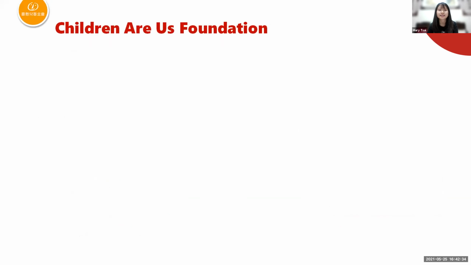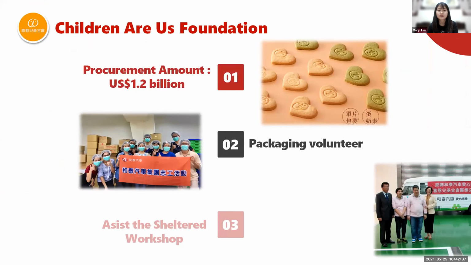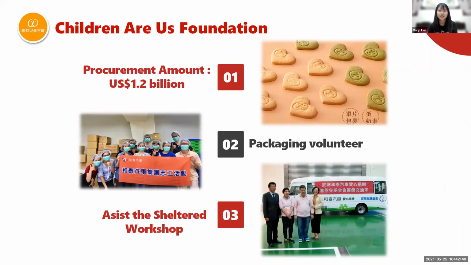And the next part is Children Are Us Foundation. It is an organization to provide opportunities to children who have intellectual development disorders. So Hetai will purchase the pastry from this organization. Until now, they have already purchased 1.2 billion. And in addition, in the packaging process, Hetai will encourage their employees to be volunteers to help package the pastry. Moreover, they would provide the vehicles like this picture shows. They will provide this vehicle to assist the sheltered workshop.